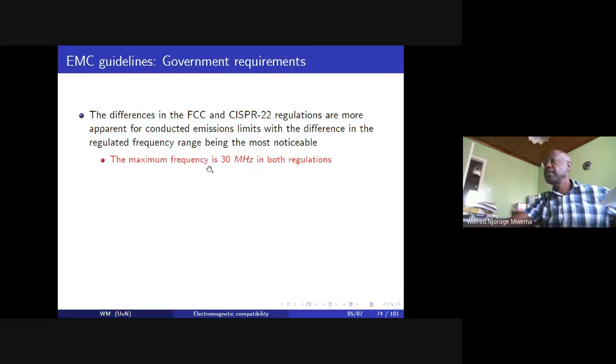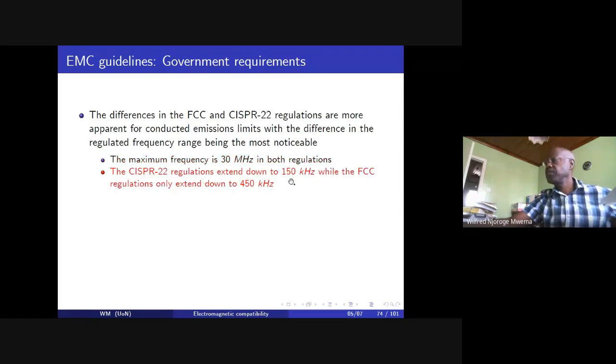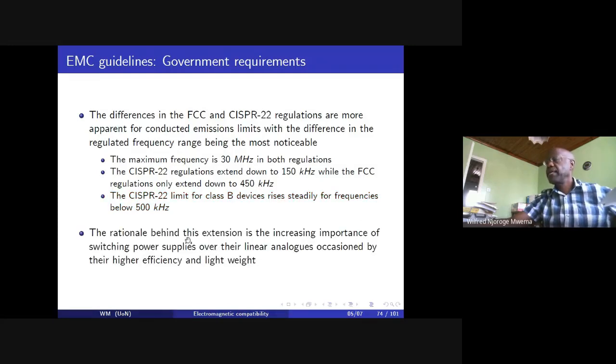The maximum frequency is 30 megahertz for conduction for both FCC and CISPR 22, and the CISPR regulation will extend down to 150 kilohertz, while the FCC regulates only up to about 450 kilohertz. Those limits for class B will rise steadily for frequencies below 500 kilohertz. The rationale behind this extension is the increasing importance of switched power supplies in the industry and also in residential areas over the linear analog ones, occasioned by the higher efficiency and the light weight.